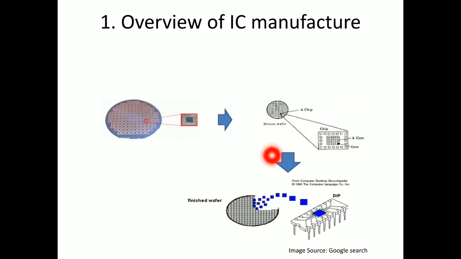You can see this is a silicon wafer and many ICs are there, and the blue color ICs are properly working integrated circuits. Those ICs will be sent to packaging. You can see DIP packaging is going on.